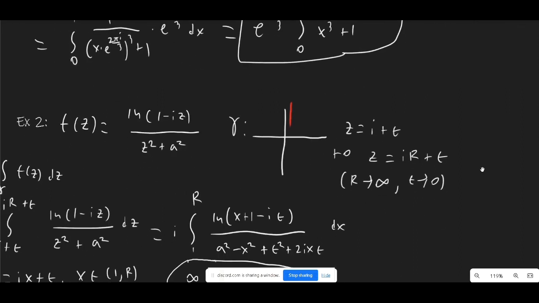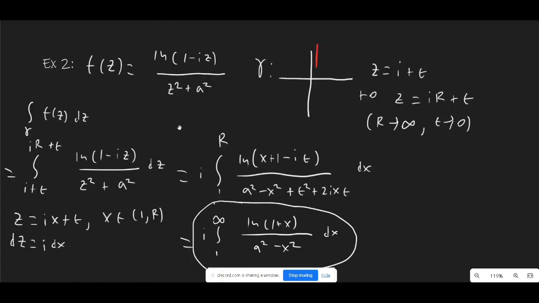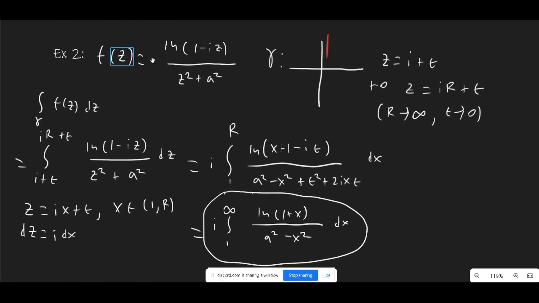I have one more example because this is a little bit of a tough topic. So in this situation, our straight line does not start at the origin. So example number 2, we have f of z equals natural log of 1 minus iz over z squared plus a squared. Now, this line goes from z equals i plus epsilon to z equals ir plus epsilon. And of course, we're taking r goes to infinity and epsilon goes to 0.